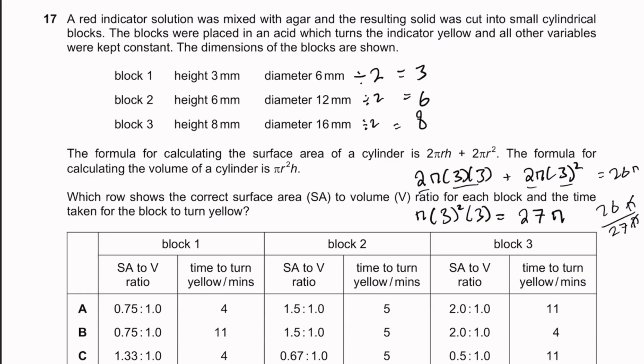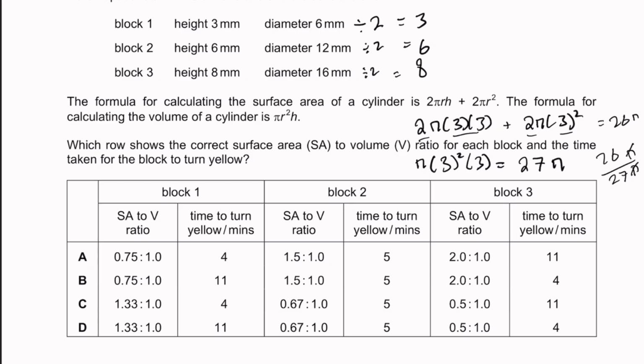Now, moving on to the other blocks, as you can see, the blocks keep getting bigger. This means the surface area to volume ratio will just get smaller, and overall the rate of diffusion, or the time taken for the blocks to turn yellow, is going to become even bigger. So based on this information, let's try to figure out the answer without having to calculate all the other stuff. So we have surface area to volume ratio 0.75 to 1 or 1.33 to 1. The time taken should definitely be 4, as 4 is less than the other numbers on the other side.